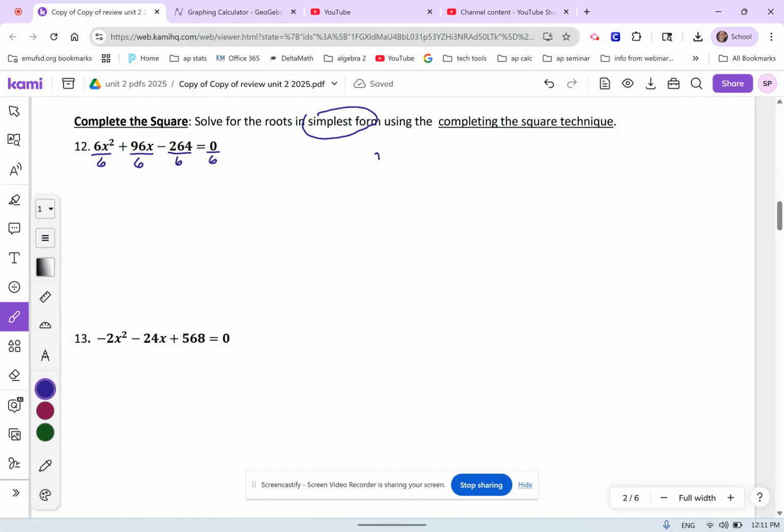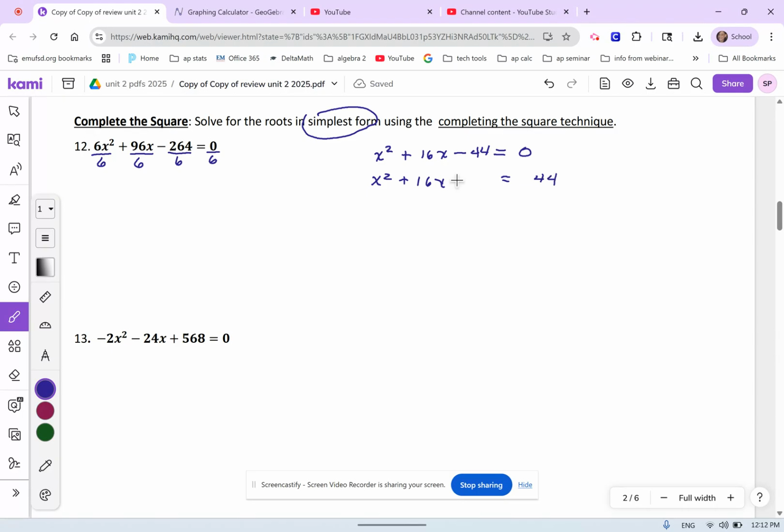You get a modified equation, x squared plus 16x minus 44. The next step in this process is to get the constant on the other side, and we do so by adding 44 to both sides of the equation.